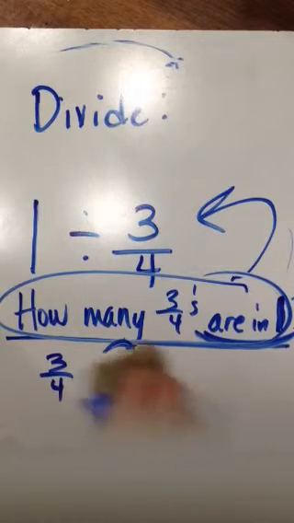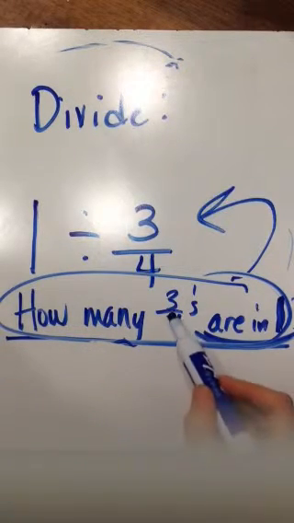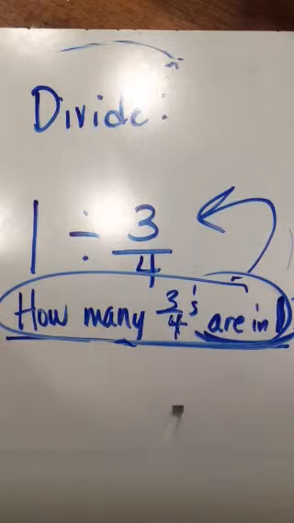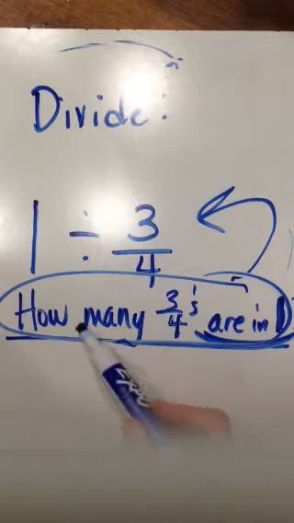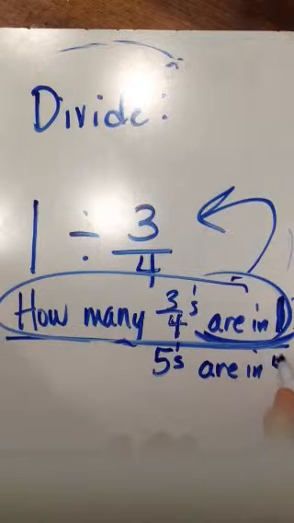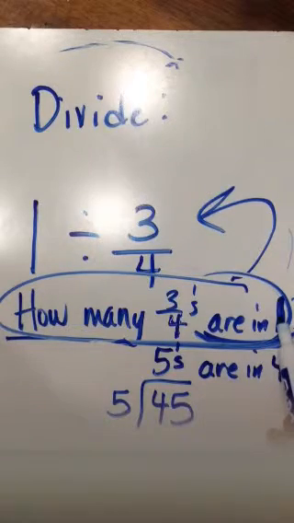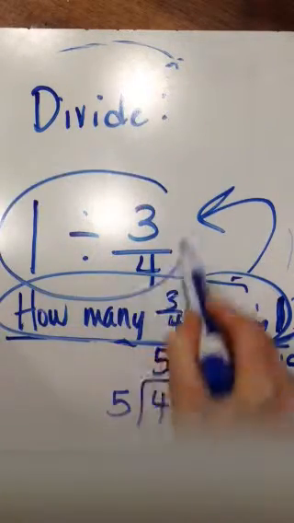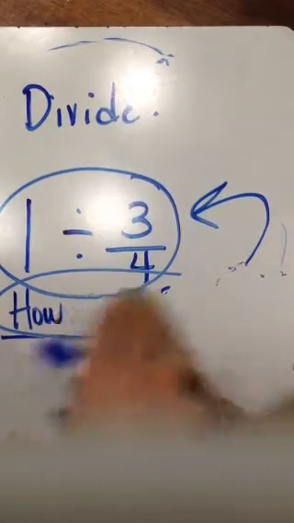Another way to think this through, if you don't like that way, remember how I told you can place any number in here? For example, I can just put real numbers in instead of fractions. And so I would say, how many 5s are in 45? Well, in order to work this problem, we would do 45 divided by 5. Same thing here. We're going to do 1 divided by 3/4, which is what you see up here. Now, let's work 1 divided by 3/4.